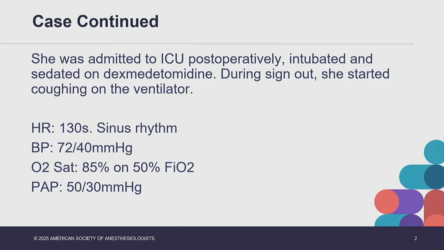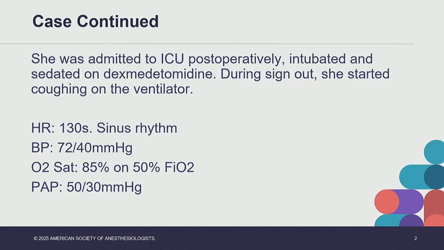We will continue with our case. So after all that has happened intra-op, our patient arrived to the ICU, intubated and sedated on dexmedetomidine. She's stable currently for sign-out. However, midway through the handoff, she coughed on the ventilator, and within seconds, her heart rate shot up to 130 sinus rhythm, and her blood pressure dropped to 70/40s with a raised PA pressure of 50/30. At around the same time, her oxygen saturation fell into the mid-80s on 50% FiO2.